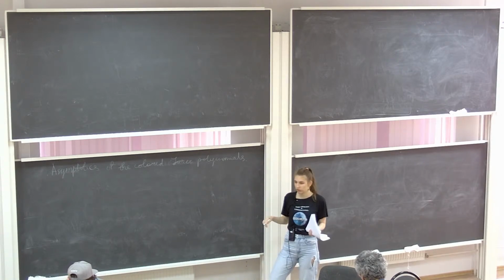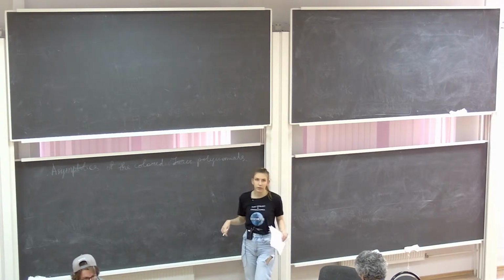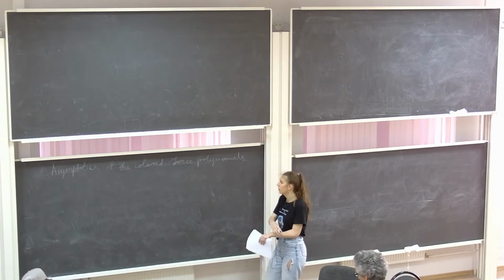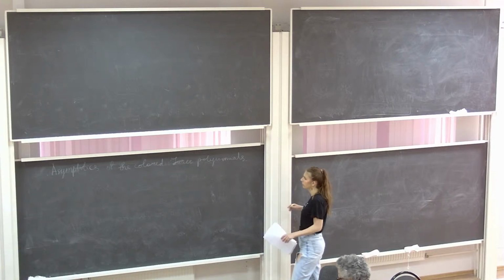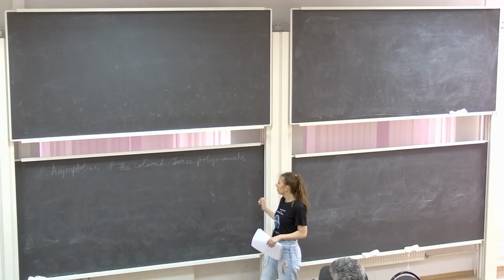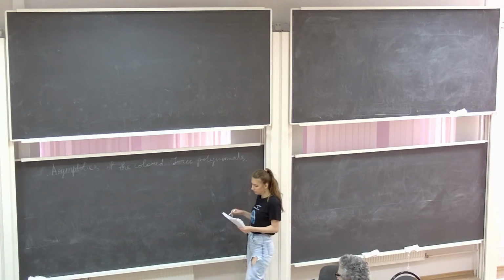So I'm going to talk about the asymptotic behavior of the colored Jones polynomials, and actually today I will consider mostly the case of the figure-eight knot.